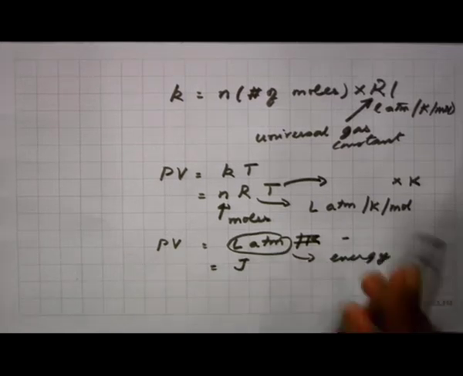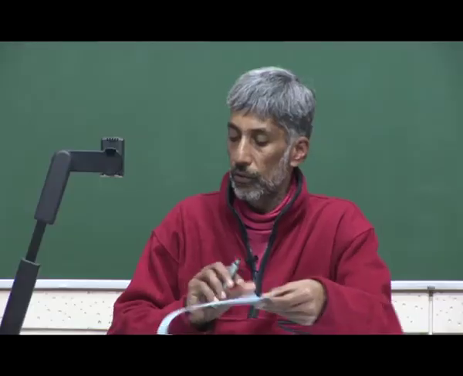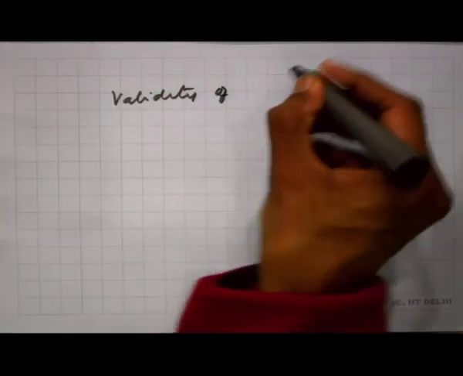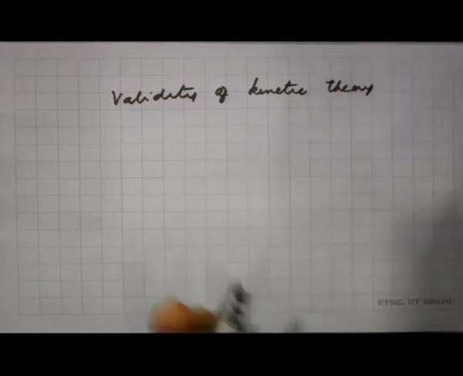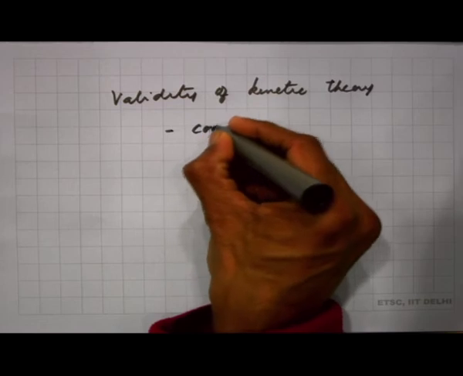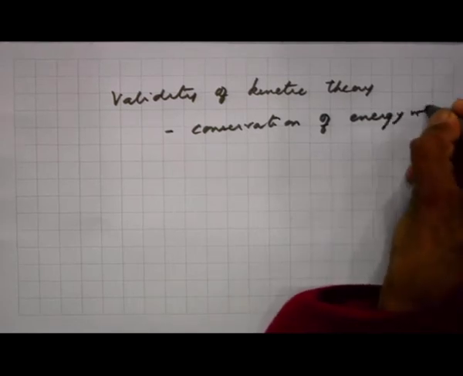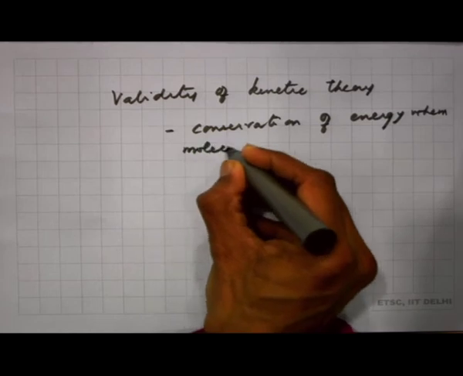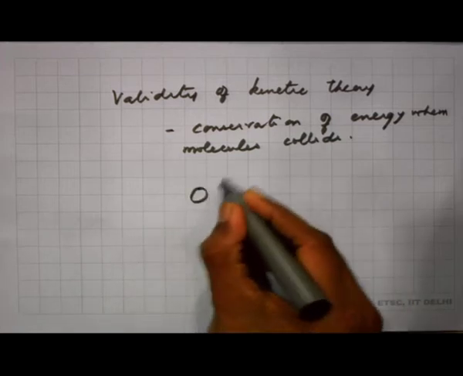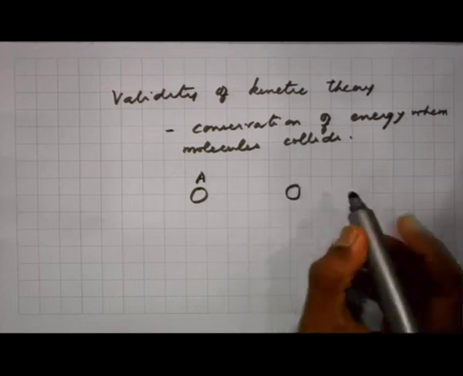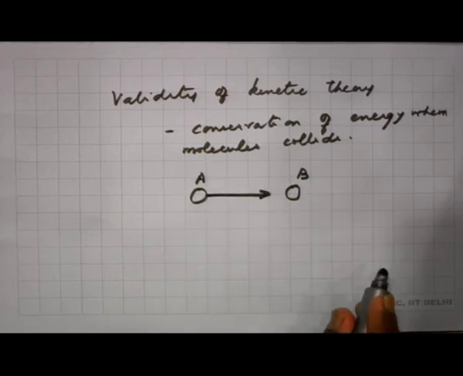One of the things that arises from the kinetic theory of gases, and that is very important with the validity of the kinetic theory of gases, from which we got the ideal gas equation, is that it is critically dependent upon the conservation of energy when molecules collide. Imagine that I have a molecule A and a molecule B. Imagine that B is steady. You have a molecule A which comes and collides with B.